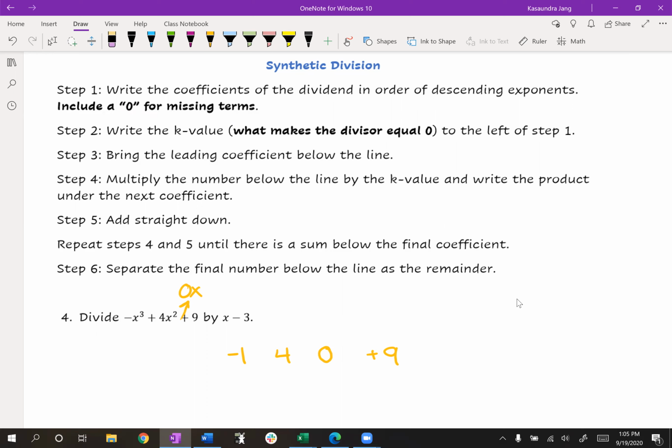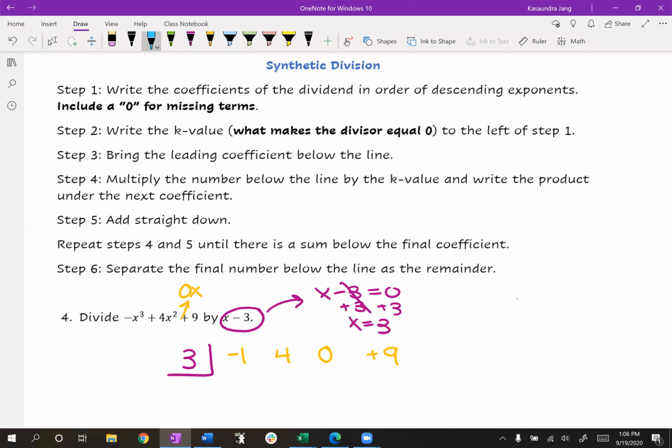And then step 2 is to write the k value. What makes the divisor equal to 0? Now, a divisor is what I'm dividing by. And it says that you are dividing that polynomial by x minus 3. So x minus 3 is my divisor. And I'm going to figure out what makes x minus 3 equal 0. So if I add 3 to both sides, it looks like my x equals 3. So the 3 is the k value that I'm putting to the left of step 1.